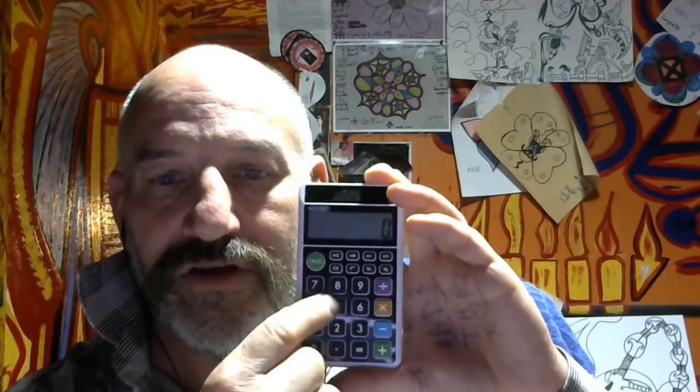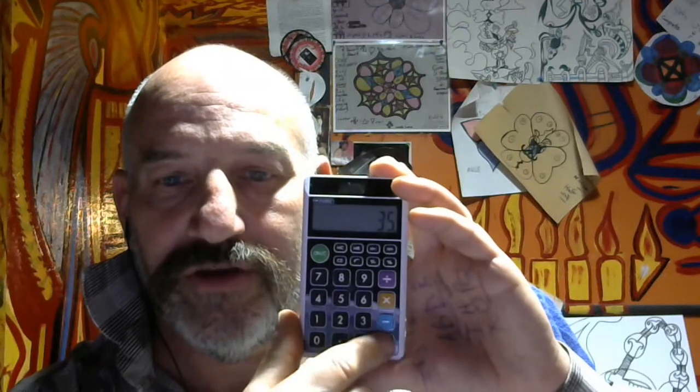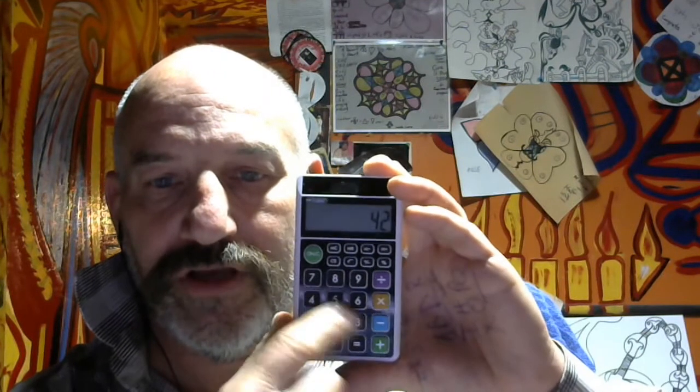Now check this out. 5 times 7, which is the moon part, equals 35, plus 7 plus 5 equals backwards towards 47.